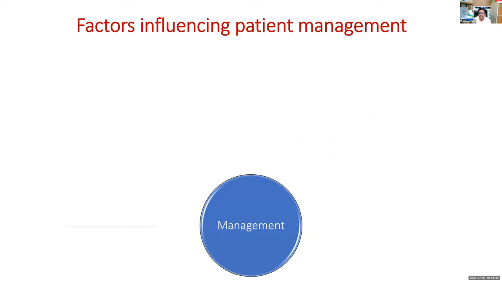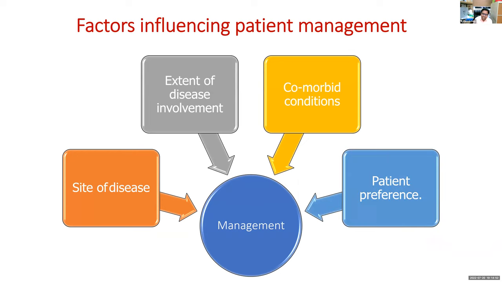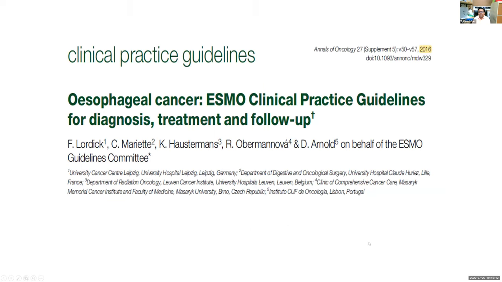And if you see, the various factors that will affect the outcome of these patients would be multifactorial. As I mentioned earlier also, the esophageal carcinomas can be at the lower third or the middle third or the upper third. The extent of disease involvement, because it will determine whether upfront surgical resection can be done or not. The presence of comorbid conditions and patient preference.